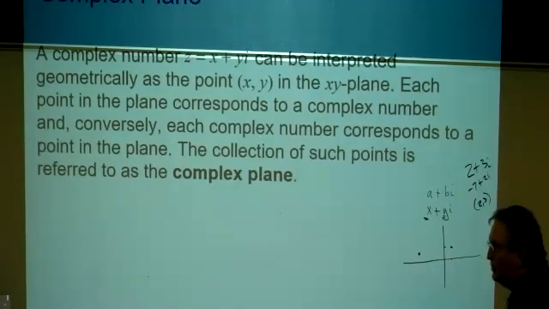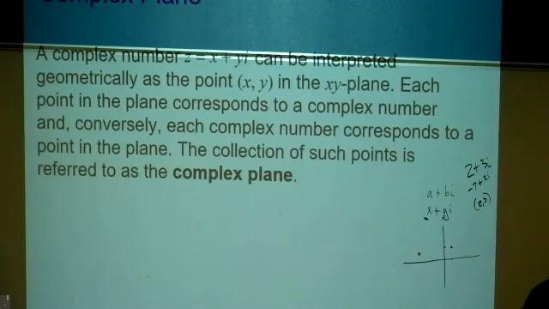Where the real numbers are well ordered, you can put them in order, least to greatest. Complex numbers, we cannot put them least to greatest.